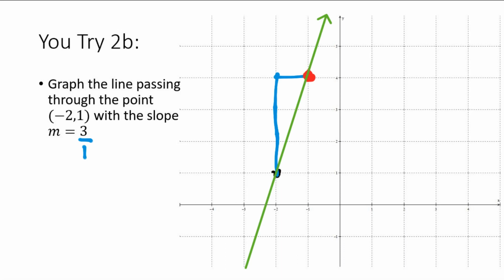So now you know how to graph lines using 1 point and the slope, and you also know how to get the slope from graphs. So if I give you a line, you'll be able to find the slope.